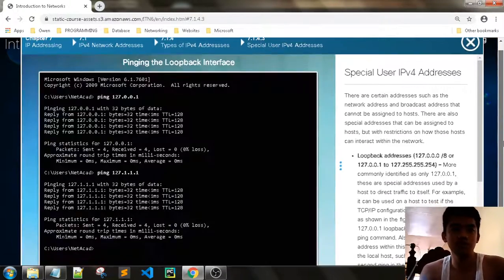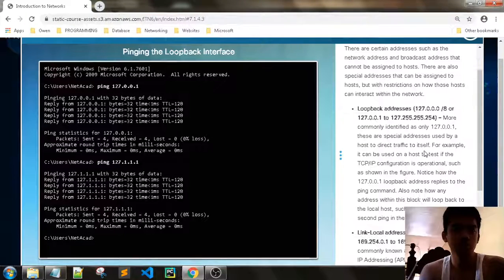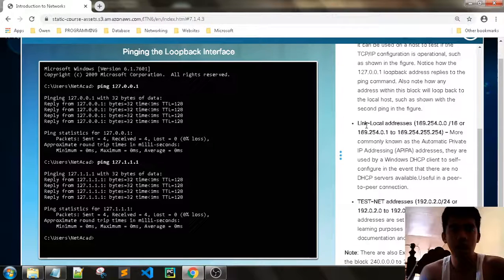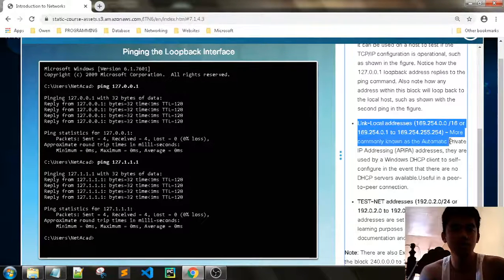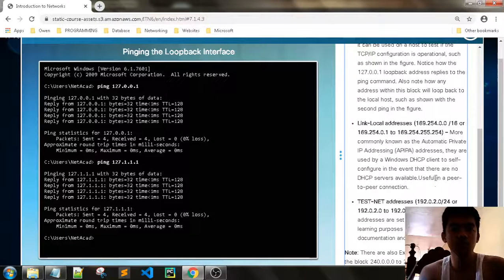Special use IPv4 addresses. We have the loopback addresses, which are used by a host to direct traffic to itself. We also have the link-local addresses for IPv4, used for peer-to-peer connection.